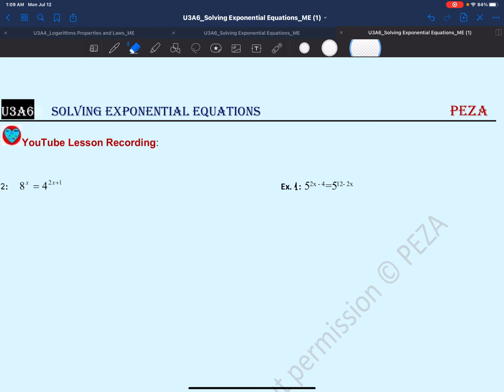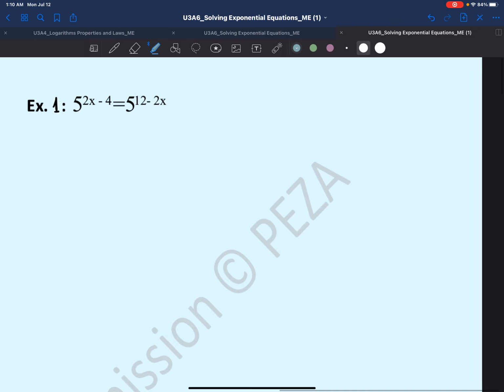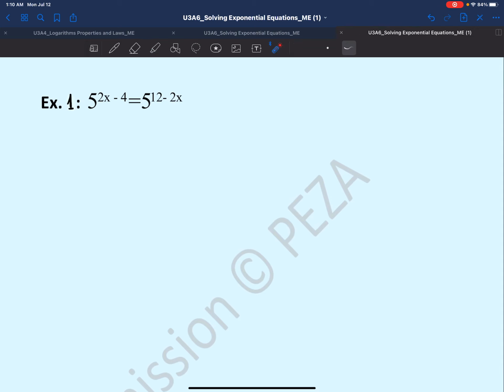Hello and welcome. In this lesson, we'll go over the step-by-step process to solving various types of exponential equations. Let's take a look at our first example. 5 to the power 2x minus 4 equals 5 to the power of 12 minus 2x. This is an exponential equation because the variable x is in the exponent.